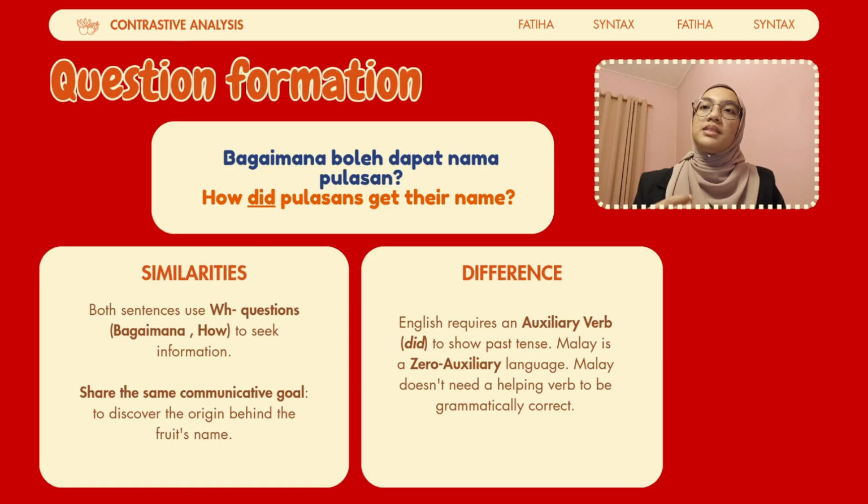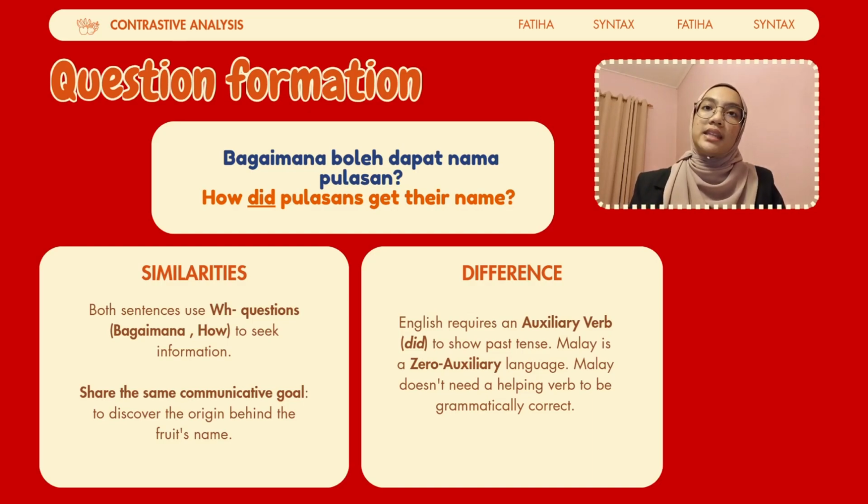Instead, in English syntax, it requires you to use a helping verb or auxiliary verb to carry the tense. So because the word get is a lexical verb that cannot move on its own, English brings in a dummy auxiliary verb, which is did, and puts it right before the subject. So the helping verb or auxiliary verb did serves a purely structural purpose. So it indicates the sentence is in the past tense.